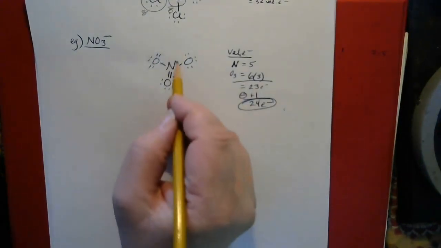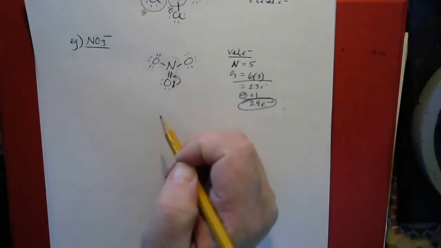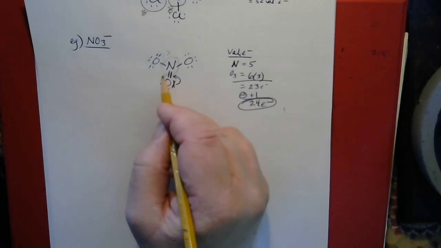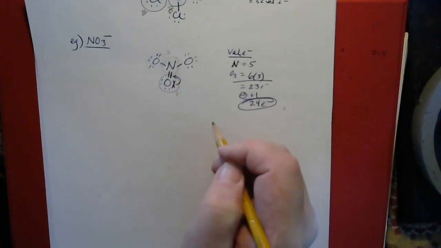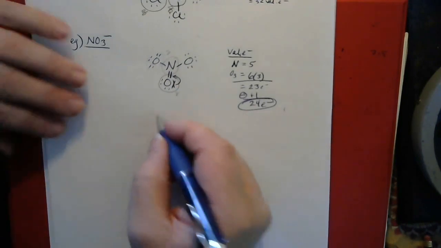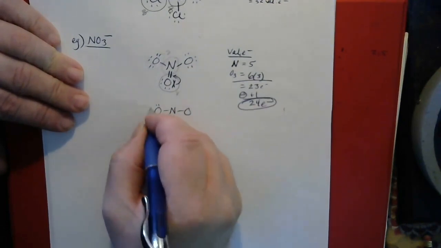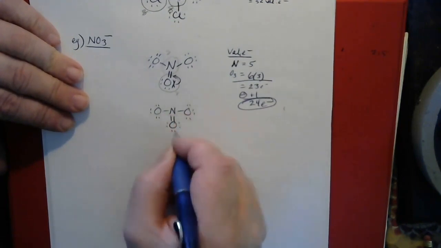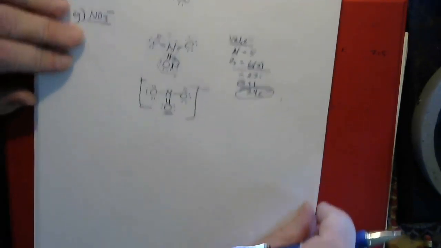Nitrogen now has 2, 4, 6, 8 electrons around it. So nitrogen has an octet. The double bonded oxygen has 2, 4, 6, 8. That's an octet, so that's happy. The other 2 oxygens we didn't change, so they should still be happy. And so your Lewis structure for the nitrate ion should look like that.